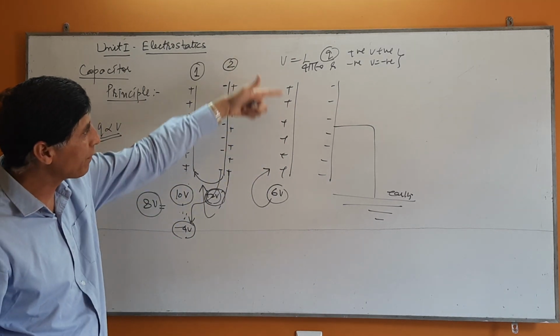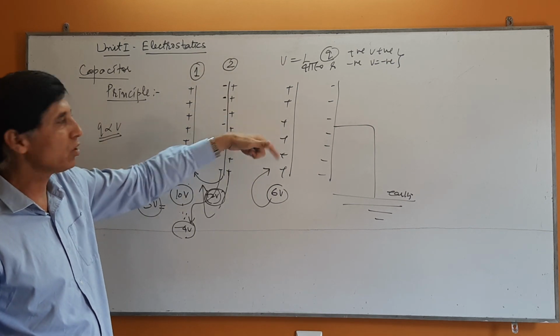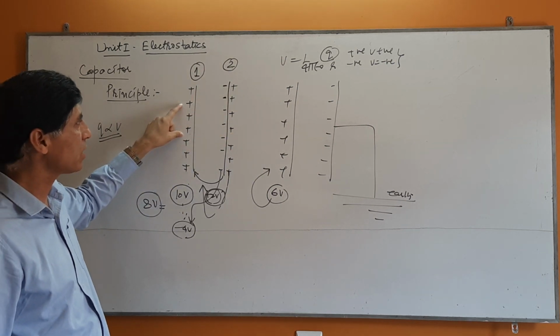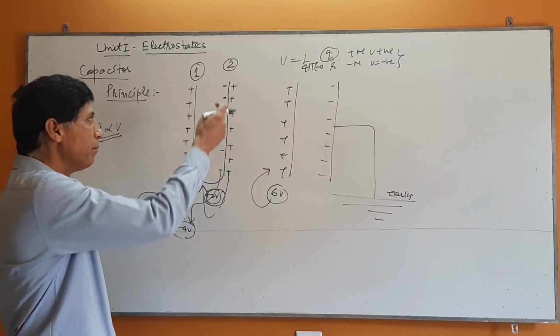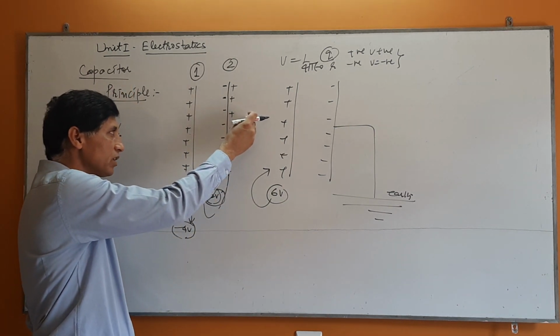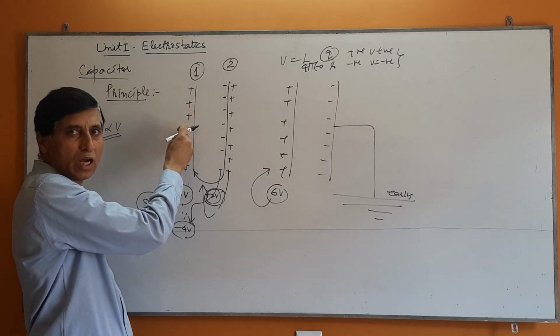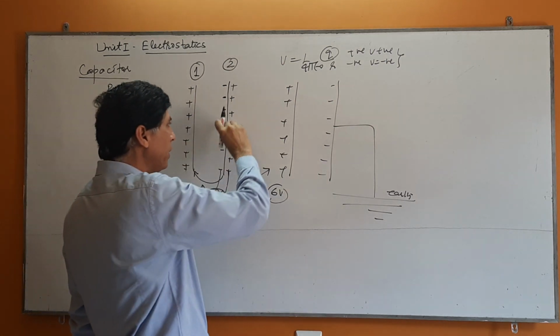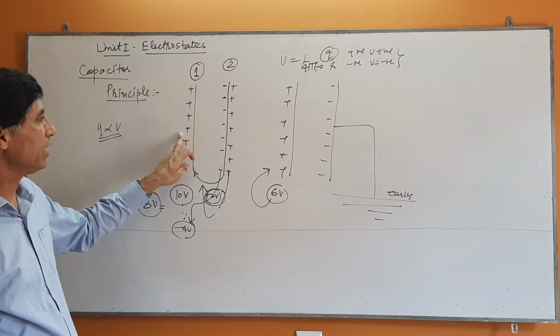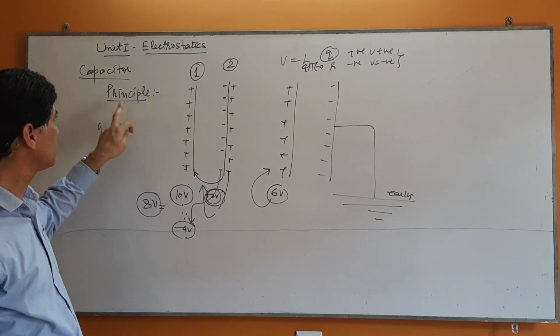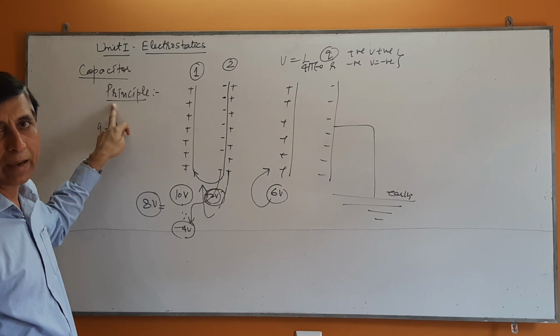So more charge can also be given. It means this capacity has been increased, or the capacity of the first conductor has been increased in two parts. First, by bringing a second uncharged conductor near the first charged conductor, and second, by connecting the second conductor to the earth, then its capacity can be increased, and this is the principle of the capacitor.